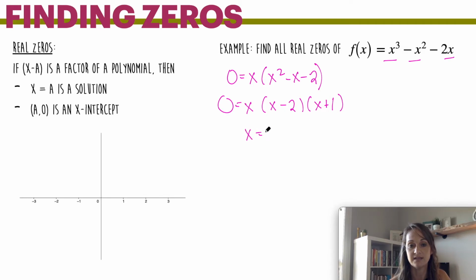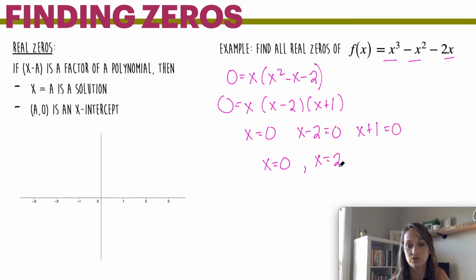So we know that x equals 0, we know that x minus 2 equals 0, and we know that x plus 1 equals 0. So we'll get x equals 0, we get x equals 2 if you solve for x, and we'll get x equals negative 1. So I know that at 0 it crosses the x-axis, I know that at x equals 2 it crosses, and I know at negative 1 it crosses.